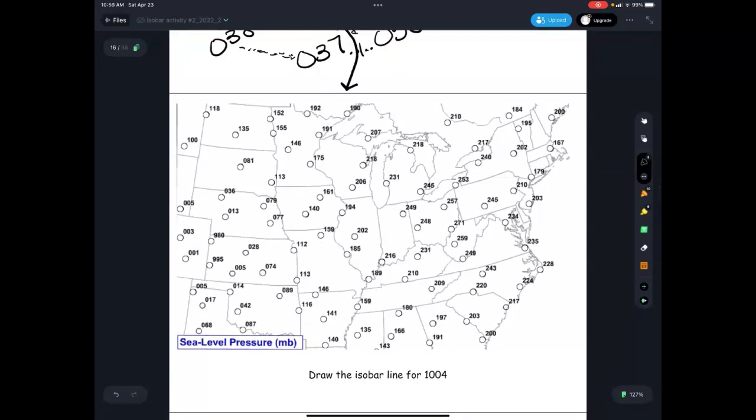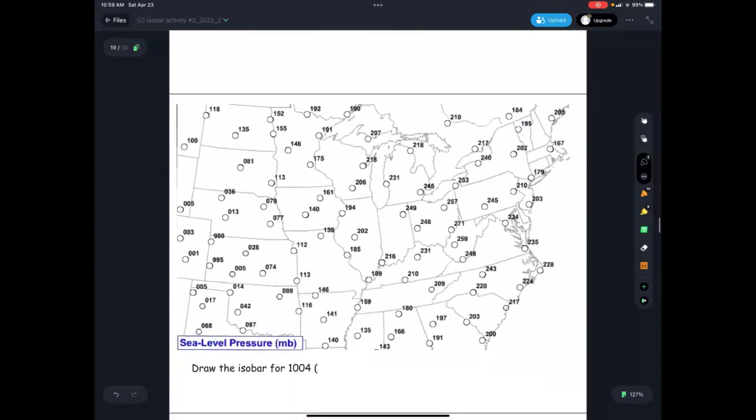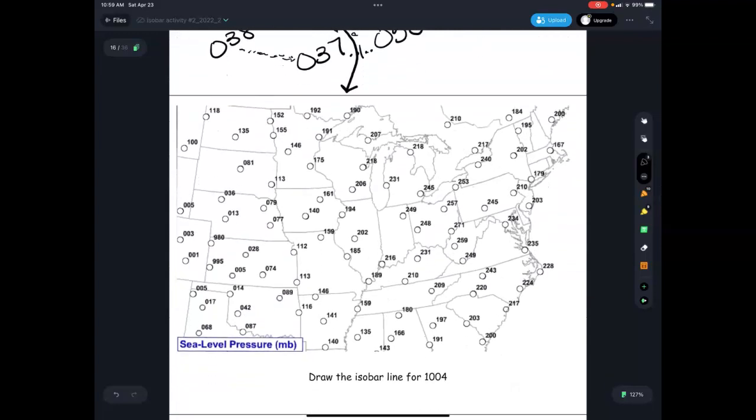Okay, so again, where's our colored one? I guess I didn't do colors here. So we're going to draw 1004. It doesn't matter where you start. Over here, I don't see any 40s. Over here on the right, I don't see any 40s in the middle. I don't see anything under 40. And then I get over here, and I'm starting to see some numbers close to 040, which is 1004 for our isobar.